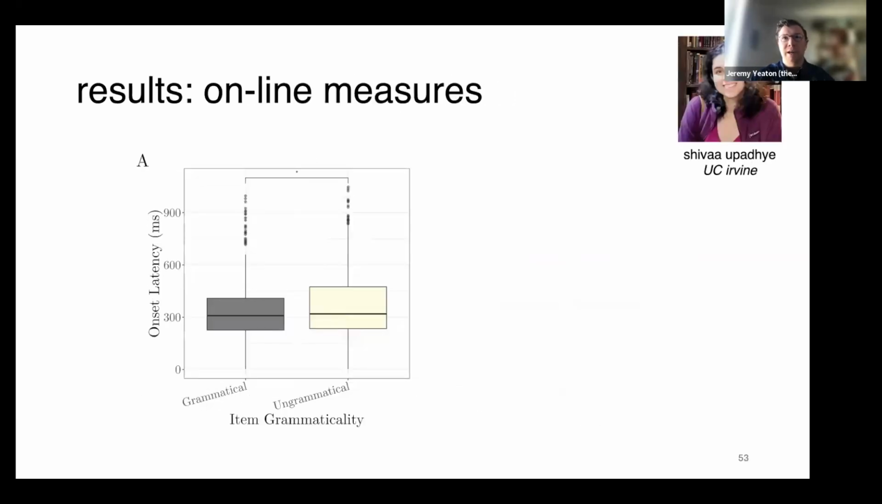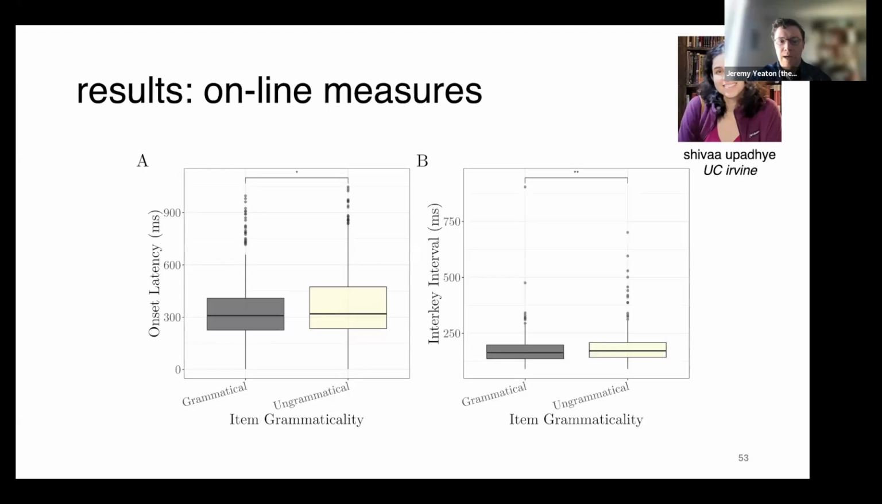And then we also have some online measures, and these online measures are masterminded by Shiva Upadhyay, who's another grad student in my department. She has done some work on typing and typing production, and so was interested to see whether we see a longer onset time. Is there a longer planning period for ungrammatical versus grammatical sentences? And we do see that it takes people longer to start typing in the ungrammatical condition. They also have a lower typing rate in the ungrammatical condition. So the time in between key presses is slightly longer in the ungrammatical condition.